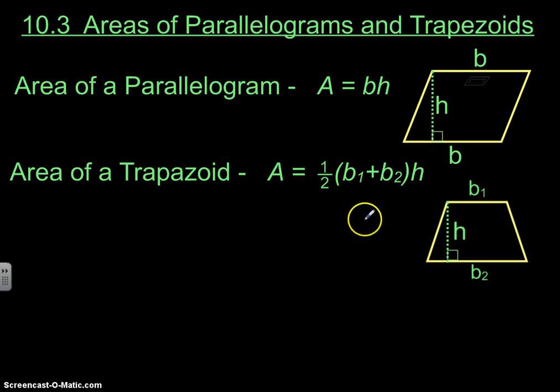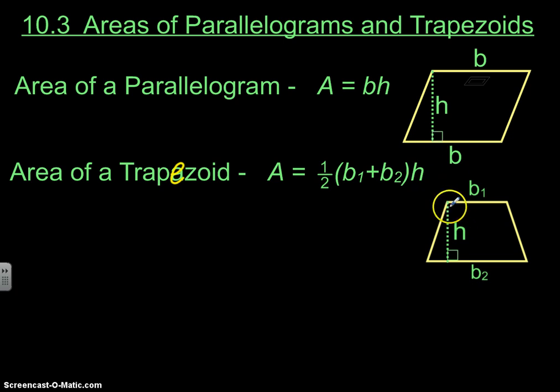Okay, let's look at trapezoid. I actually spelled that wrong. I'm sitting here looking at that, that's terrible. Spelled it wrong. Can we fix that just real quick? There we go. Area equals 1/2 base 1 plus base 2 times the height.